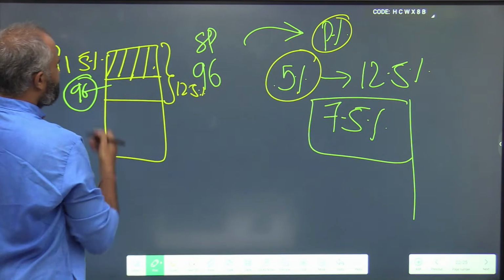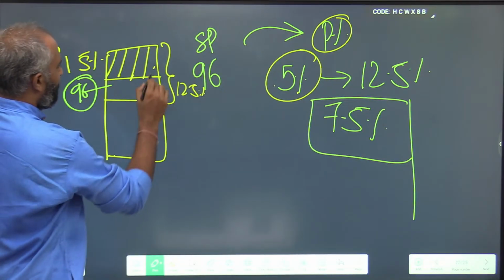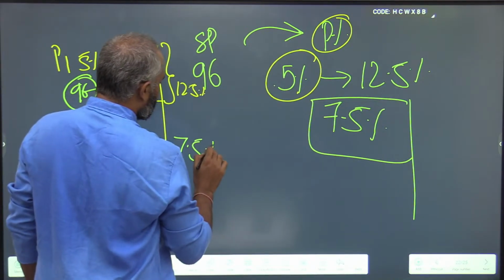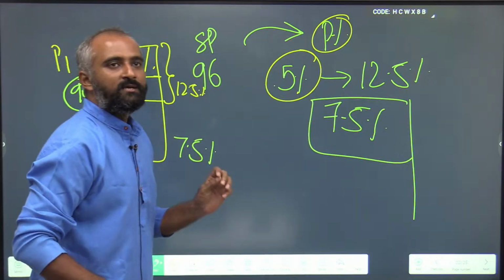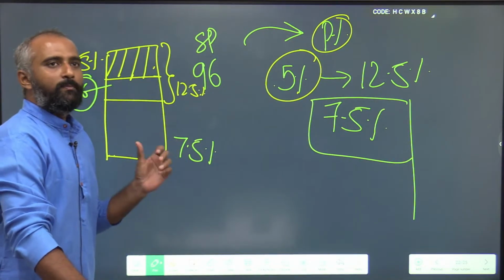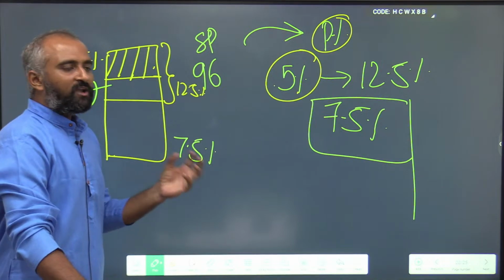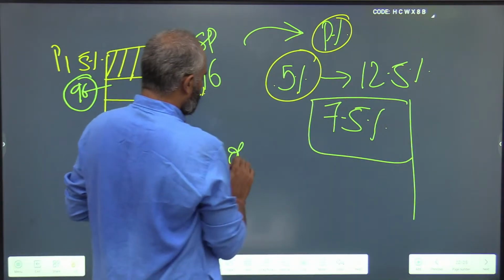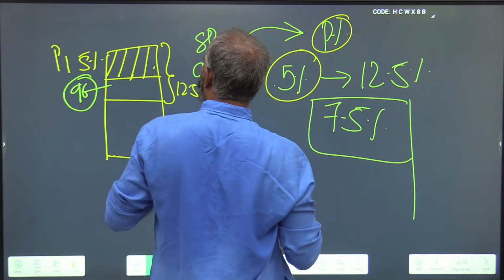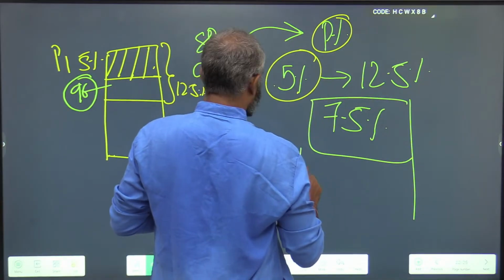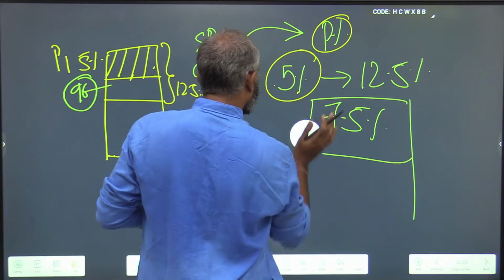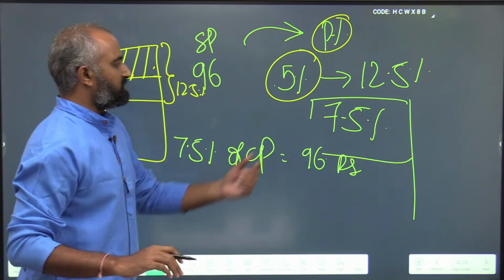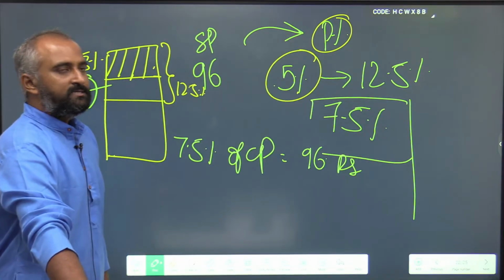So what is this telling you? It is telling you that the difference between 12.5% and 5%, 7.5% of what, that is important. Whenever you see a percentage, always be mindful of what reference that percentage is associated with. 7.5% of CP is 96 rupees.